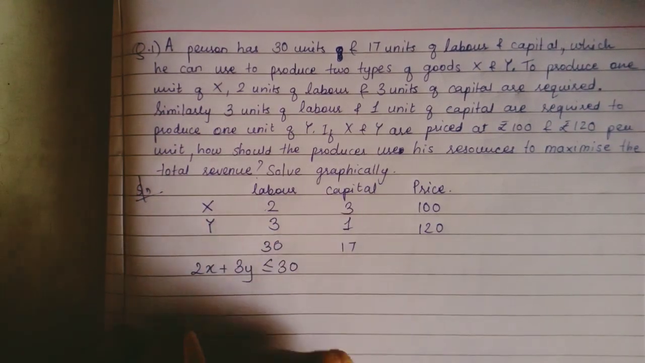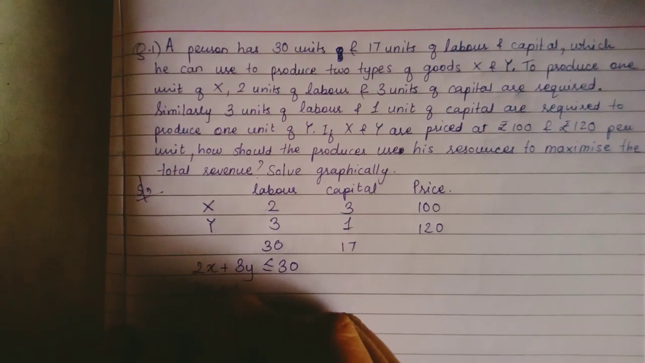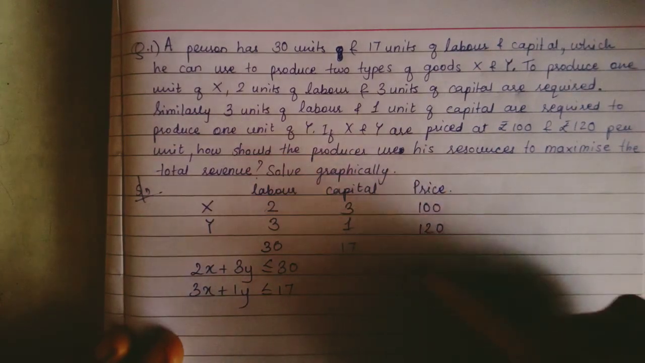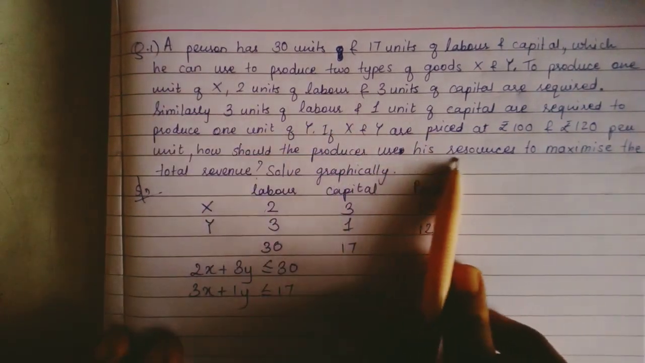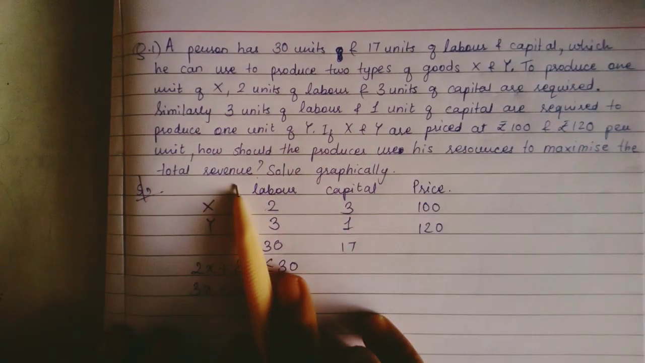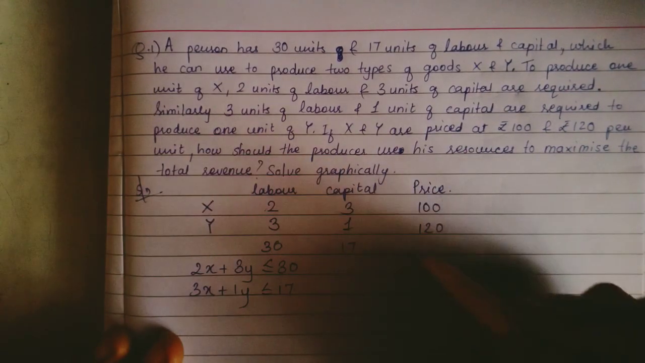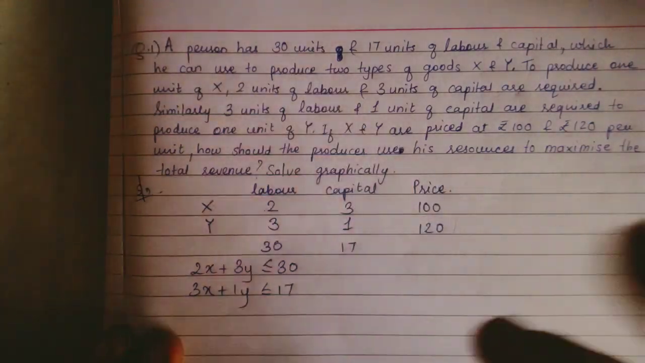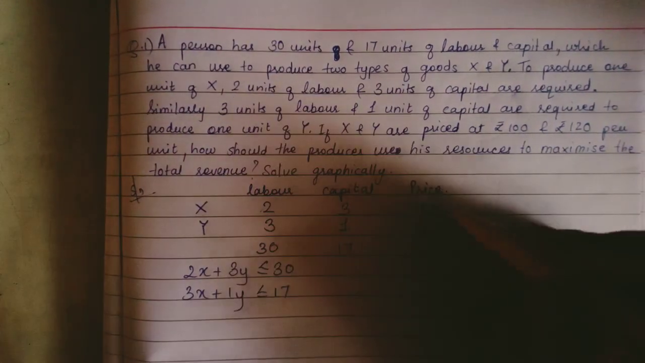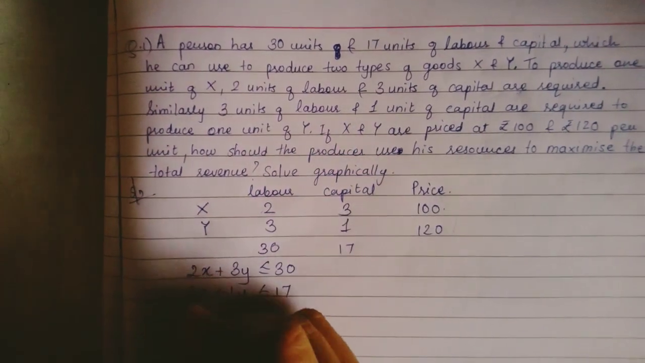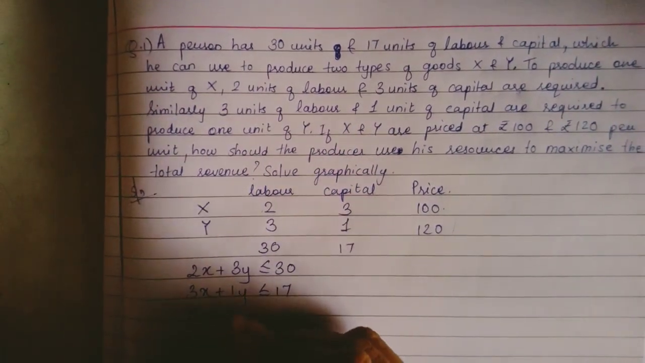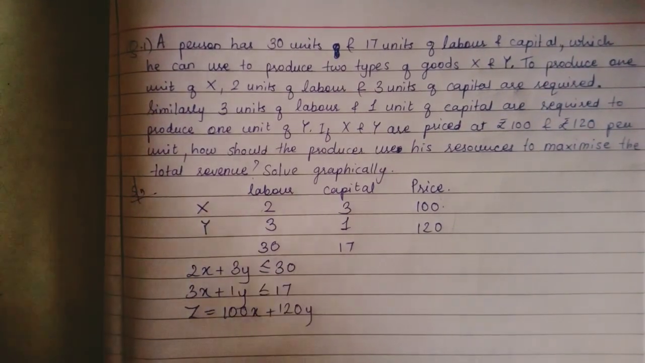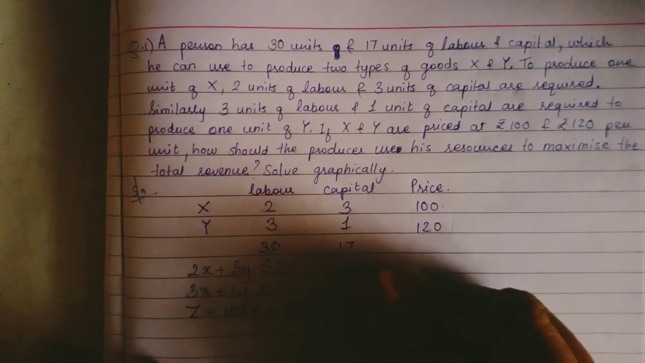And for capital it is 3x plus 1y less than or equal to 17. And here we have to find how the producer should use his resources to maximize the total revenue. So we have to find the maximum money he can produce using this. So this becomes your Z, which is 100x plus 120y. This we have to maximize, and this is in the first quadrant.